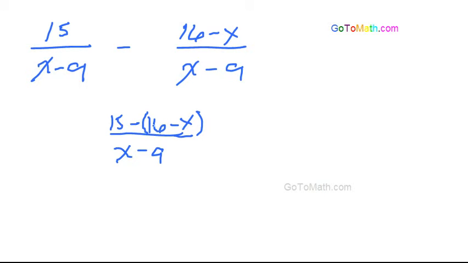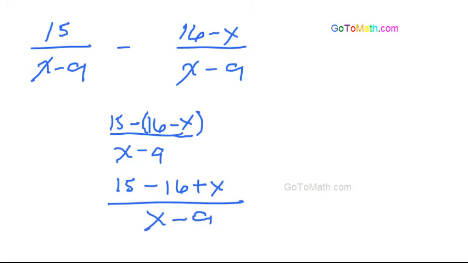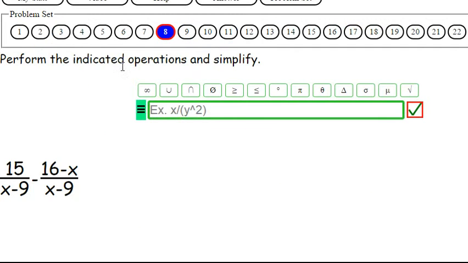What you could do now is go ahead and distribute that negative across. So we have 15 minus 16 plus x, and then that's all over x minus 9. And of course 15 minus 16 is actually negative 1, isn't it? So we could say x minus 1 over x minus 9. That's kind of tricky, right? You've got to watch out for that. And I guess that's the reason why I put that in there. All right, x minus 1 over x minus 9.